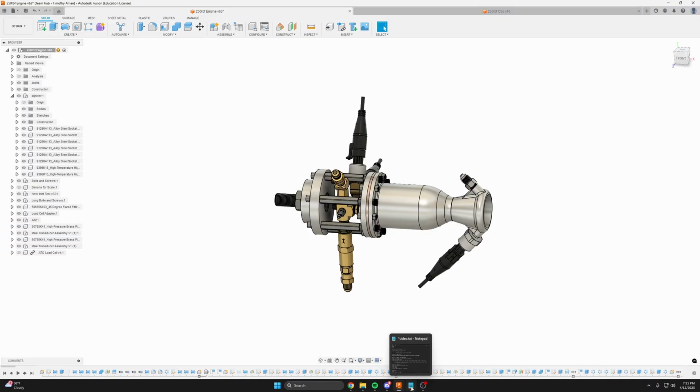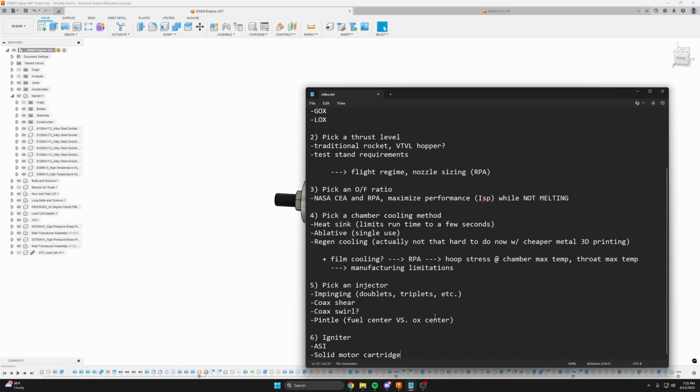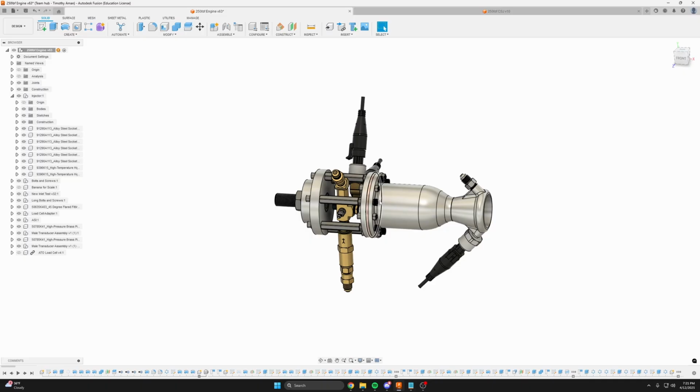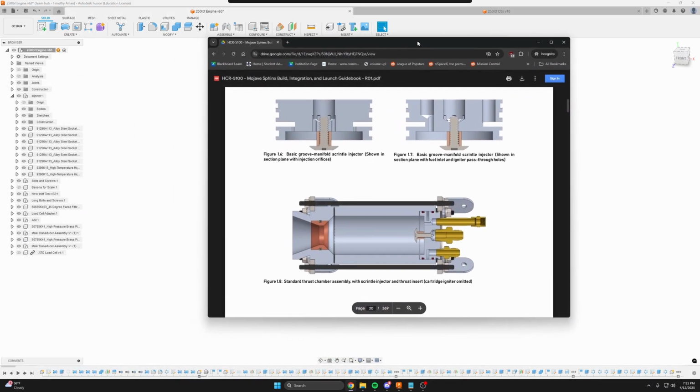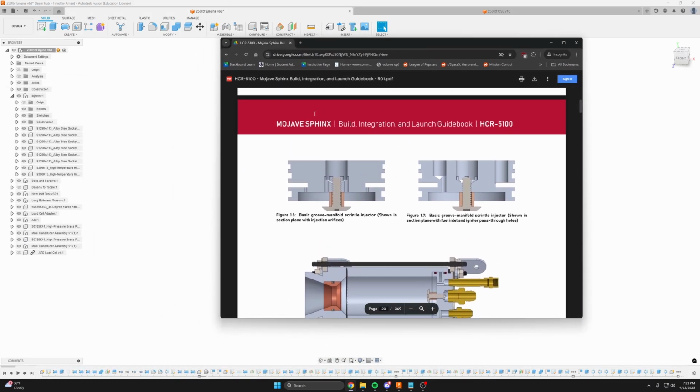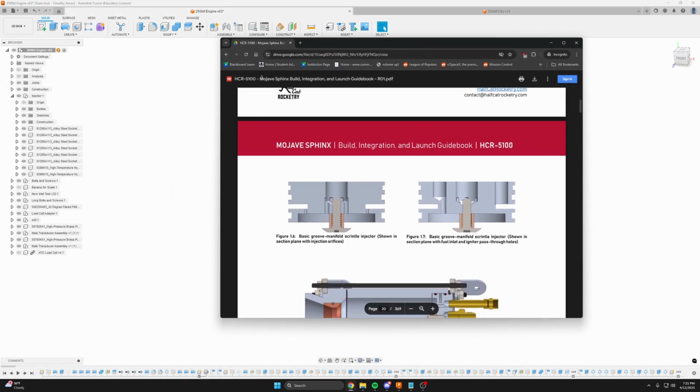The other common ignition mechanism that seems to work pretty reliably is a solid motor cartridge, where you use an Estes solid rocket motor, a very small solid rocket motor, as an igniter. And Halfcat has demonstrated that with good success as well. This is from their website, from their guidebook. I'll link that in the description as well.